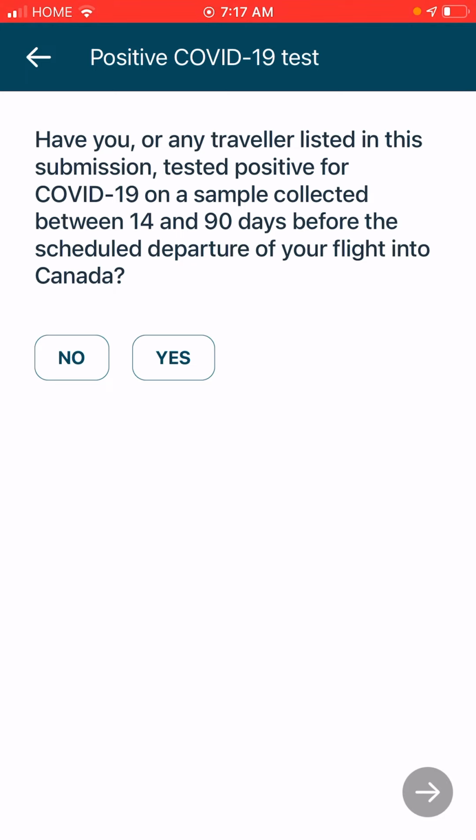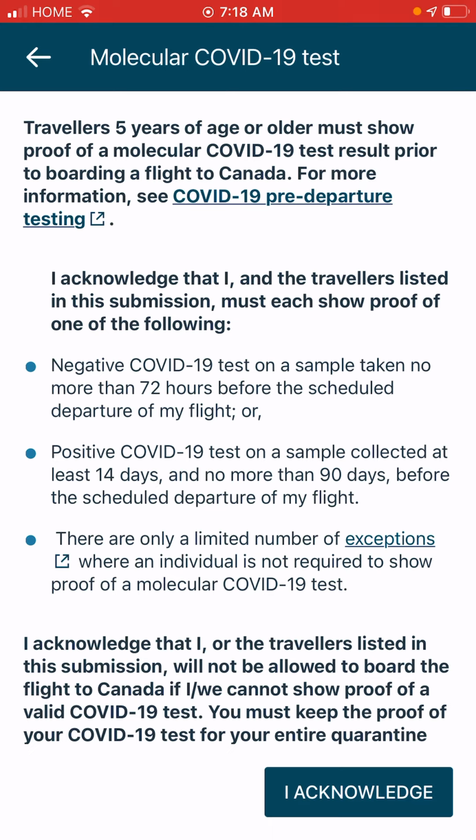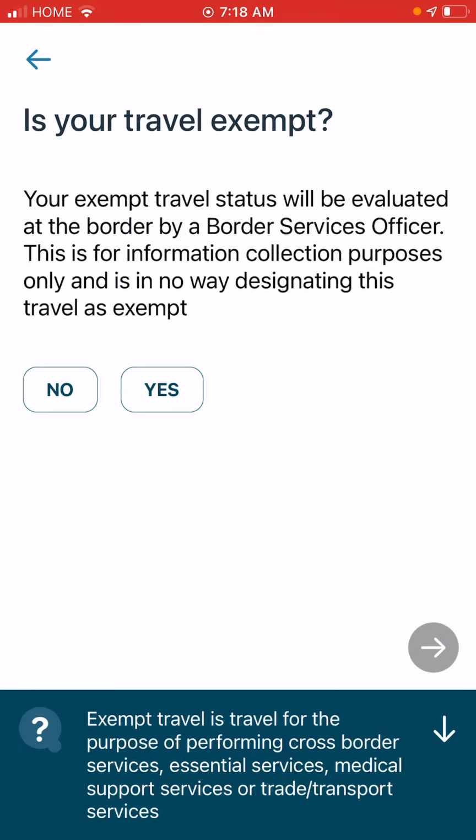Have you or any traveler listed in this submission tested positive for COVID-19 on a sample collected between 14 and 90 days before your scheduled departure? So if you select yes, you have more exemptions, like certain things you are not supposed to do, as you can see on your screen. If no, then again it tells you what you have to do. And once you click on acknowledge, this is what comes.